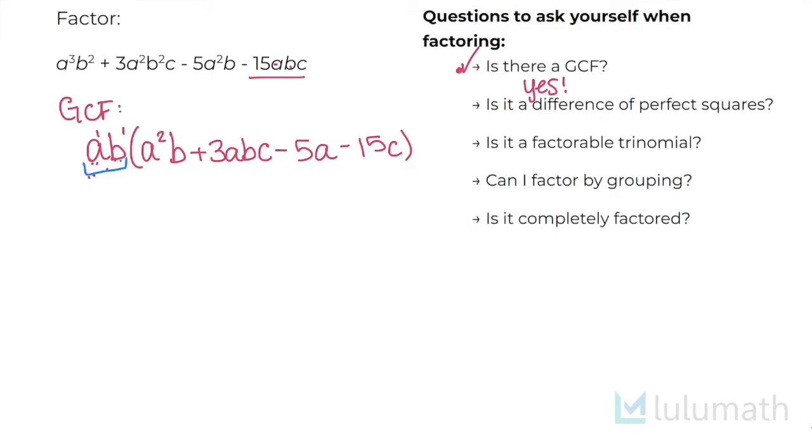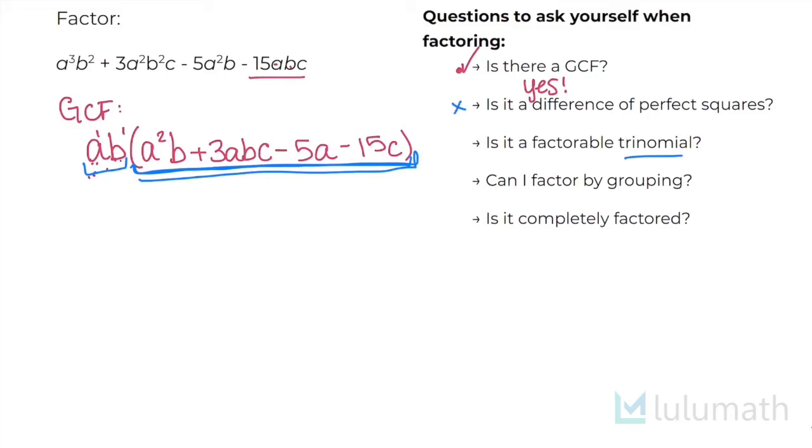So looking at my two factors here, are either one of these a difference of perfect squares? Well, AB is a monomial, so it is not a difference of perfect squares, because a difference of perfect squares requires two terms. And this set of parentheses here contains 4 terms, therefore it is not a difference of perfect squares.